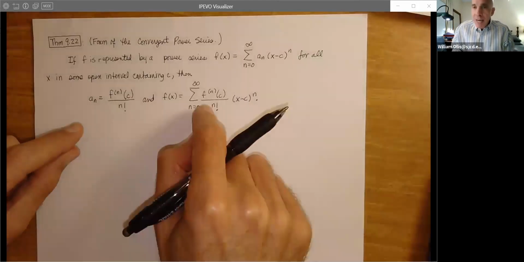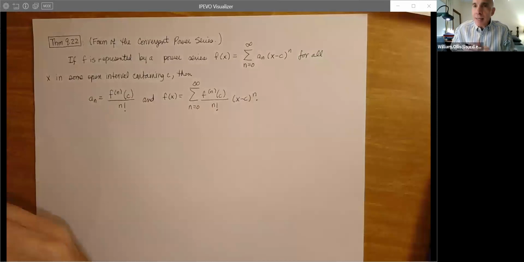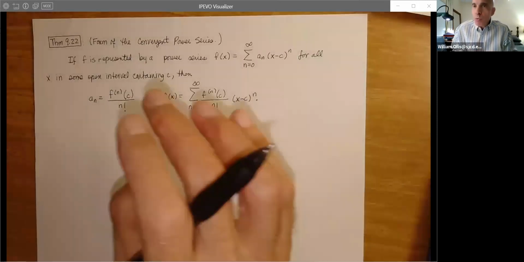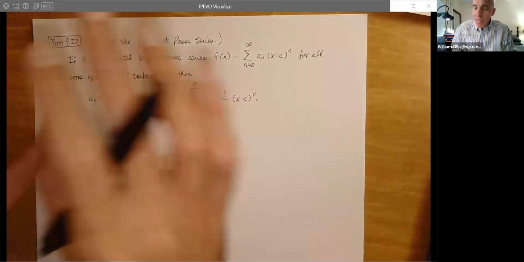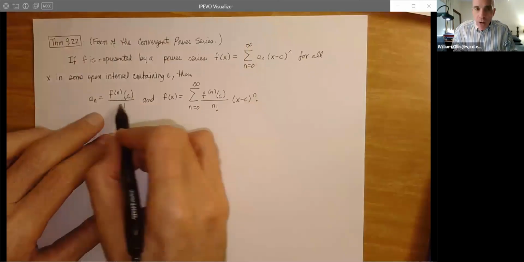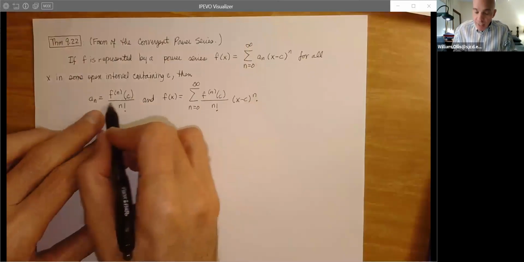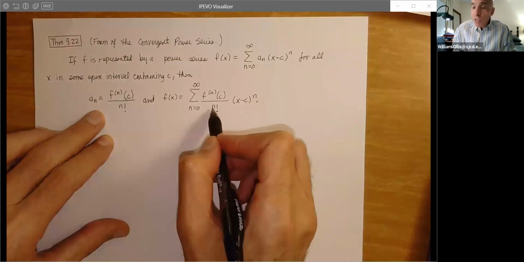And so, if we extend that, what we're saying is that the coefficients won't change. We just keep going, we keep going, we keep going. There's no way to disassociate these coefficients from a convergent power series.